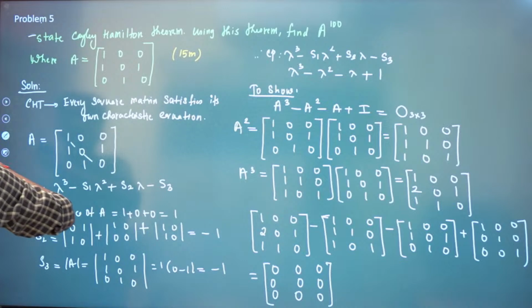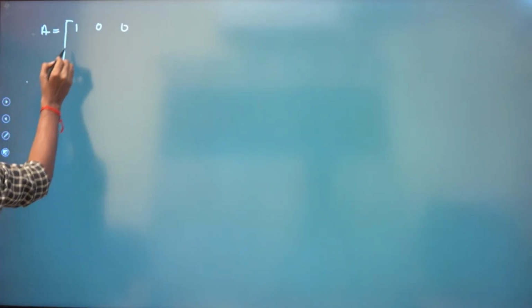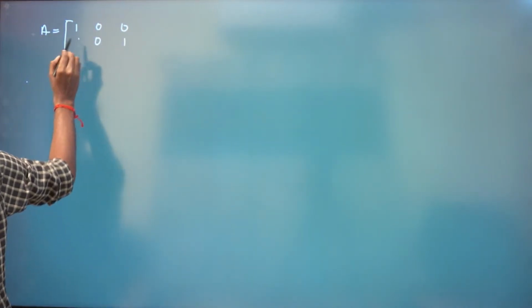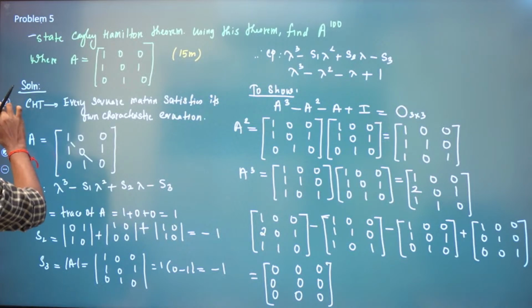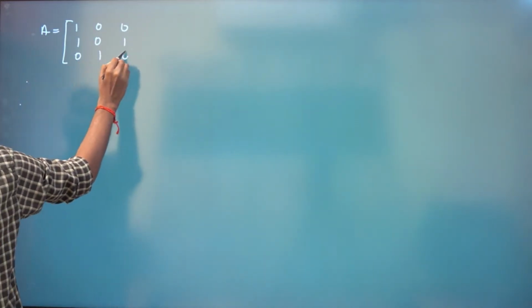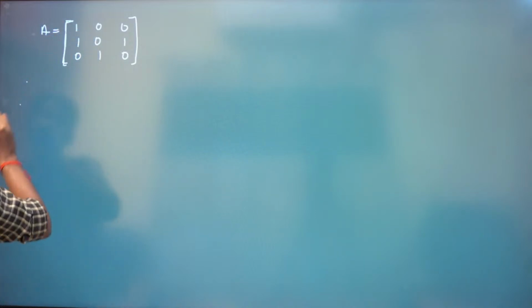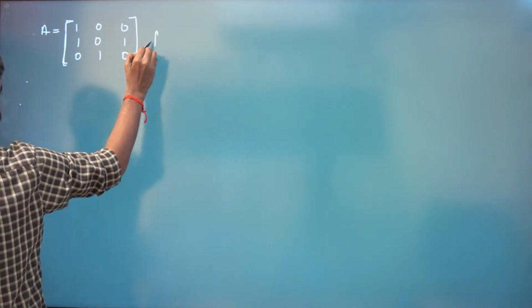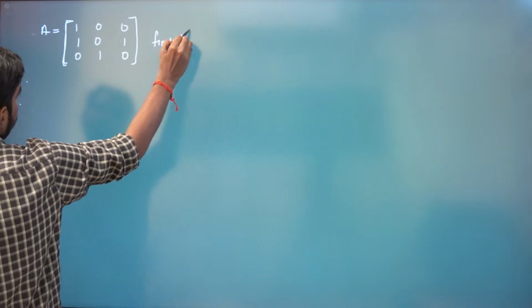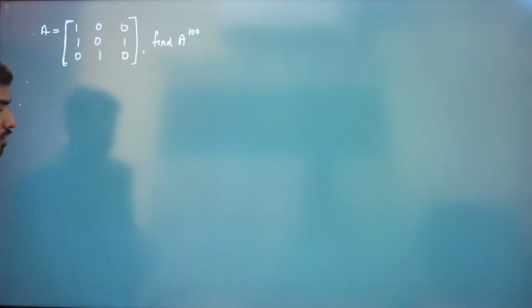The matrix A is given by 1 0 0, 1 0 0, 1 0 1, 1 0 1, 0 1 0, right? Okay. So what we need to do is find A power 100. So we need to find some pattern in the powers.